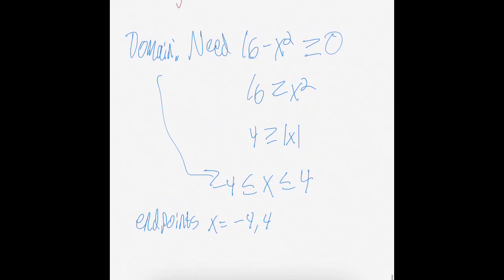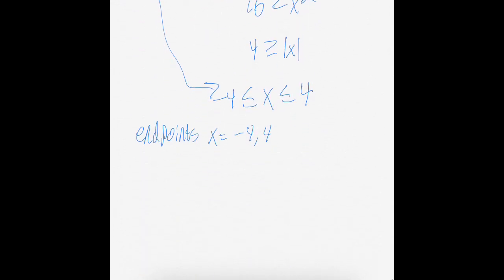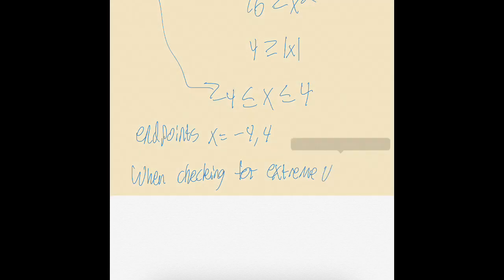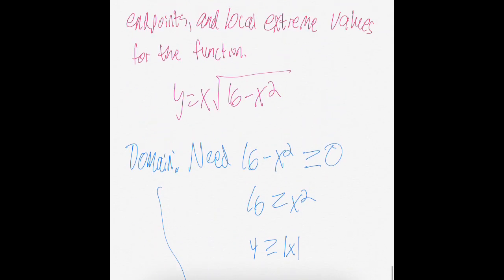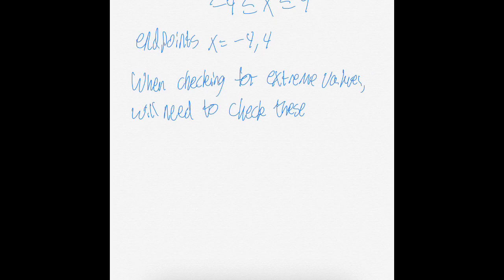So here we have endpoints, x equals -4 and x equals 4. Whenever we are checking for extreme values, we will need to check these points as well. Again, the previous problem we didn't have endpoints, so we didn't have that to worry about.